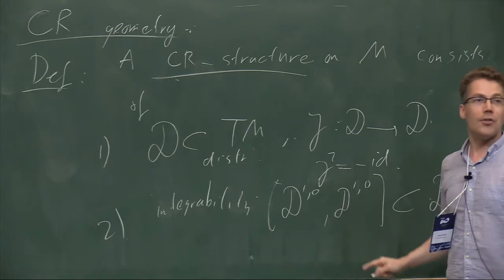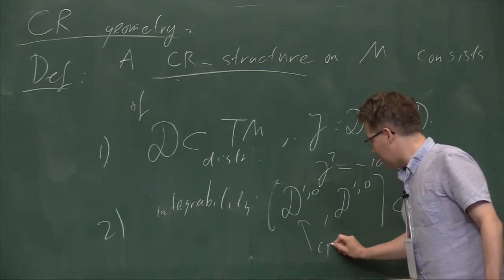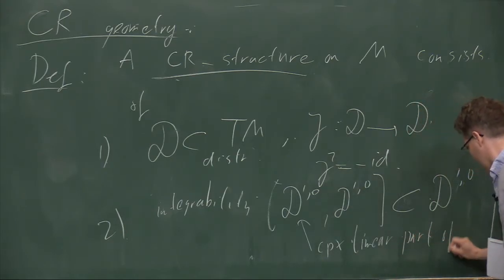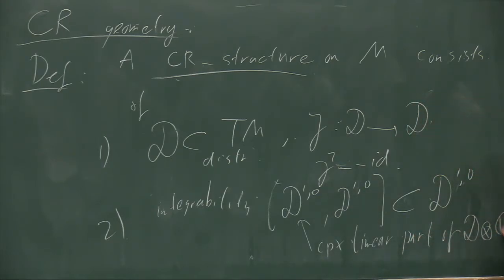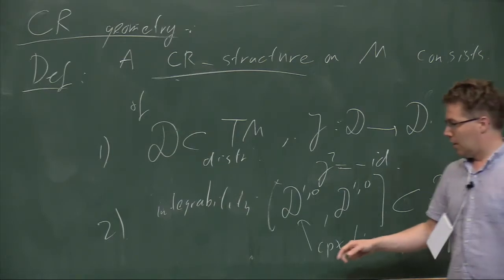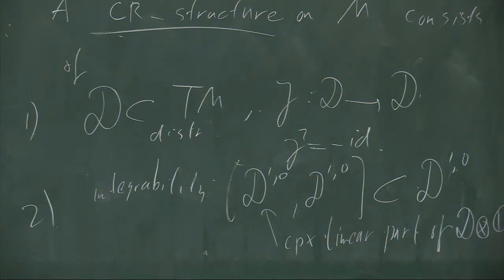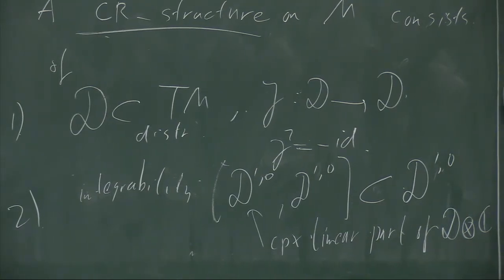And what does this D^{1,0} mean? Well, it's just the complex linear part of D tensor C. If you take D tensor C, you can diagonalize J, with eigenvalue plus i and eigenvalue minus i, and this is then for plus i. Great. So okay, basic examples.